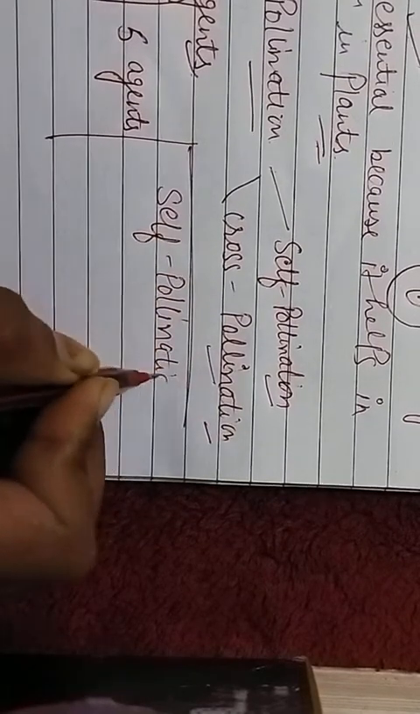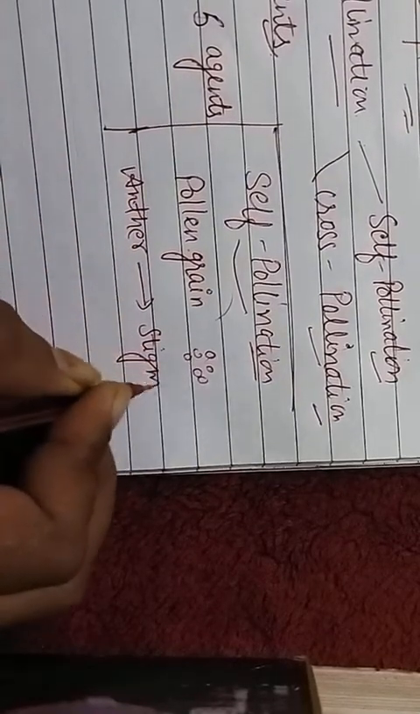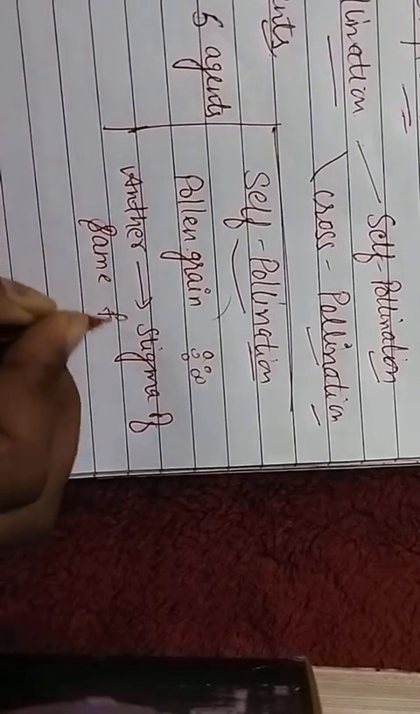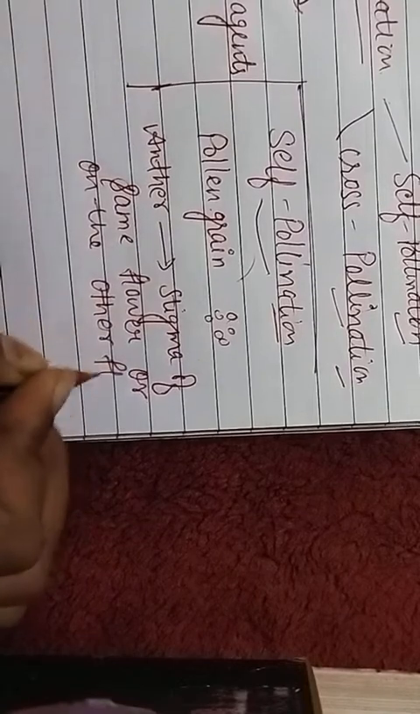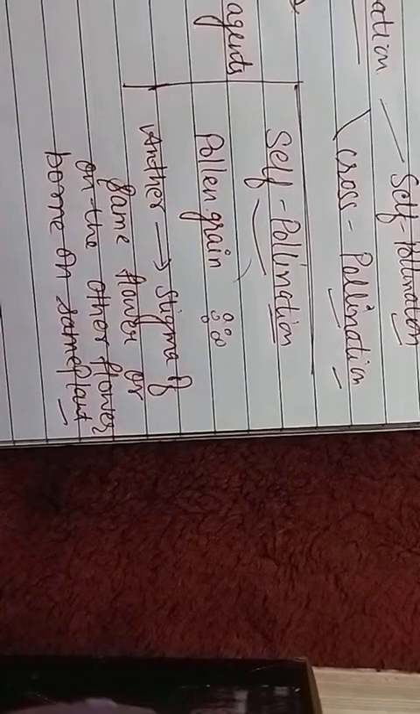Firstly, we will discuss self-pollination. Self-pollination is a method or a mechanism in which pollen grains are transferred from anther to the stigma of the same flower, or to another flower borne on the same plant. It means that the plant remains the same, such as here one flower, here one flower, here one flower. So self-pollination occurs like that.